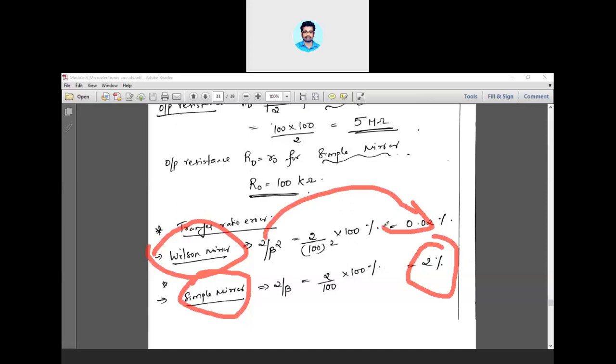Earlier it was 2 by beta square. That is appreciably okay. It is desirable. But this thing has got some problems. So that is the distinction between Wilson's mirror and the simple bipolar mirror. The simple bipolar mirror has an error of 2 by beta, while Wilson's mirror has a smaller error of 2 by beta square. Remember that beta is very large, so 2 by beta square is quite small when compared to 2 by beta.